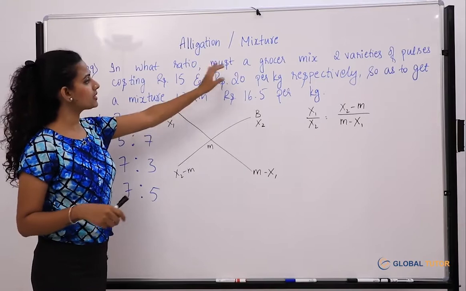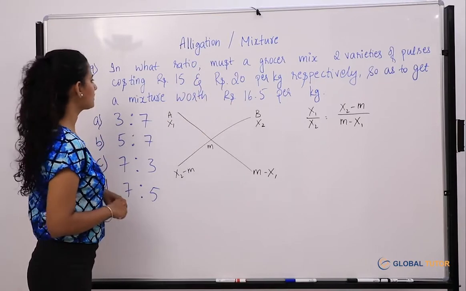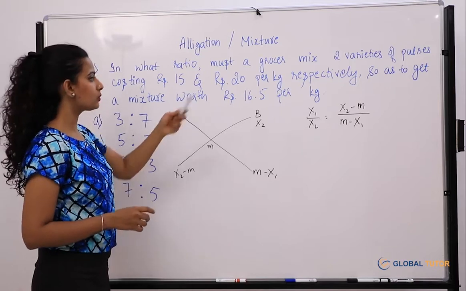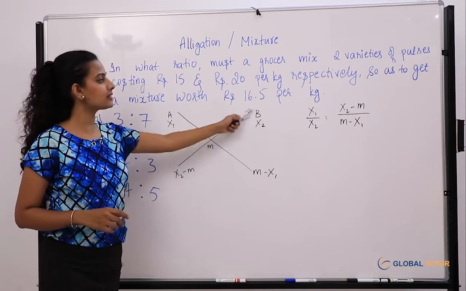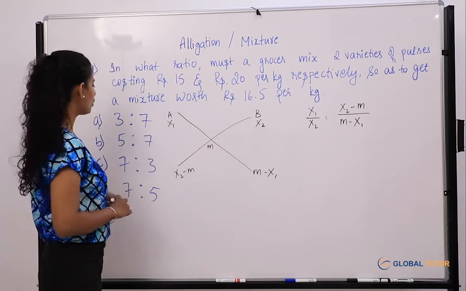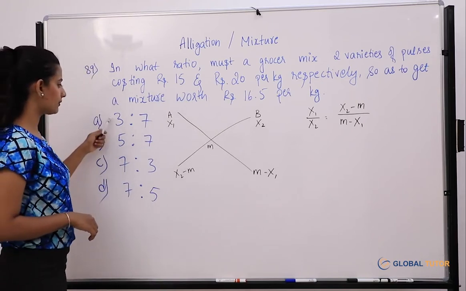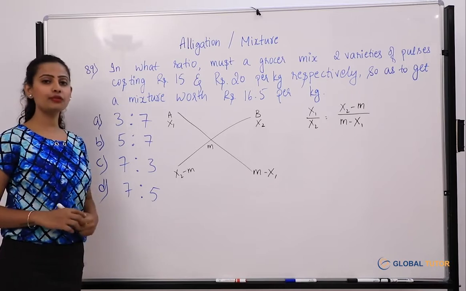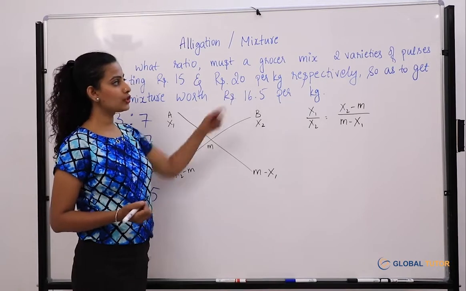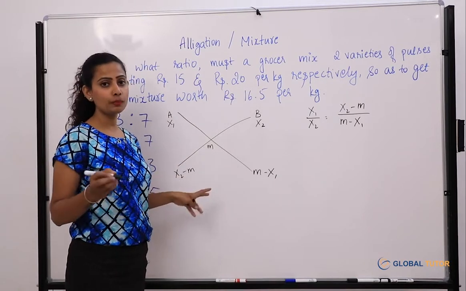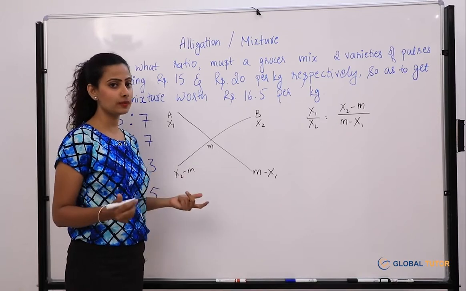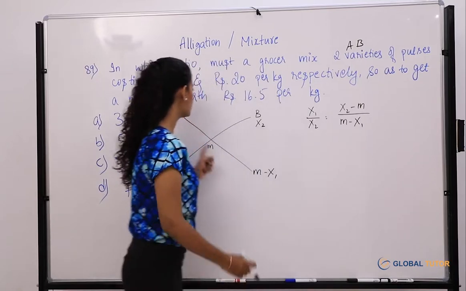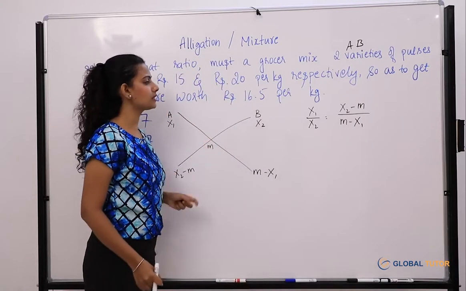In what ratio must a grocer mix two varieties of pulses costing rupees 15 and rupees 20 per kg respectively so as to get a mixture worth rupees 16.5 per kg? We got 4 options here: 3:7, 5:7, 7:3 and 7:5. In the question they are given two varieties of pulses which means there are two substances. So let's call this as A and B. So we got substance A and substance B.